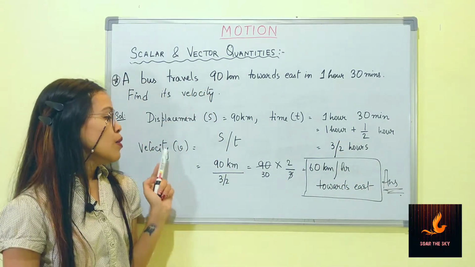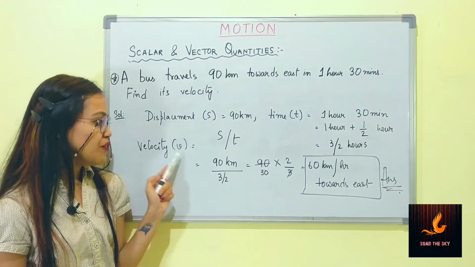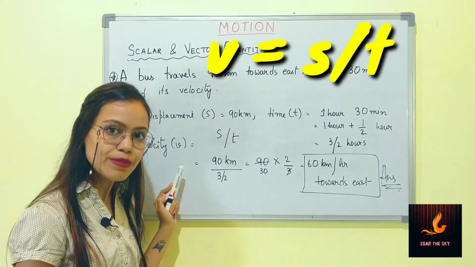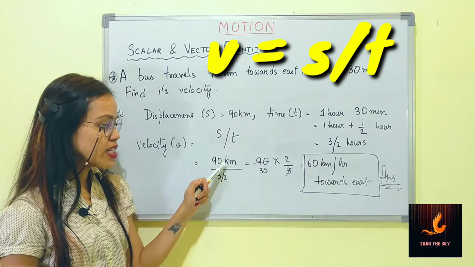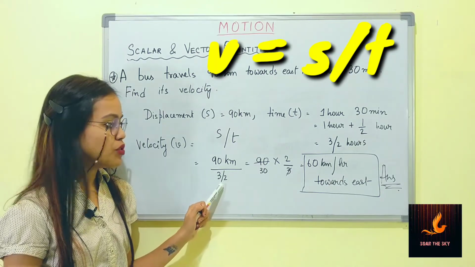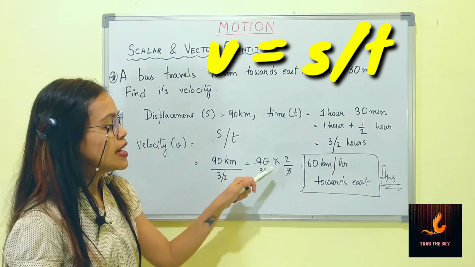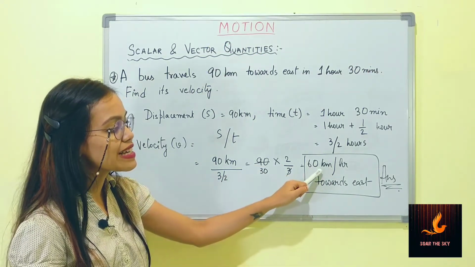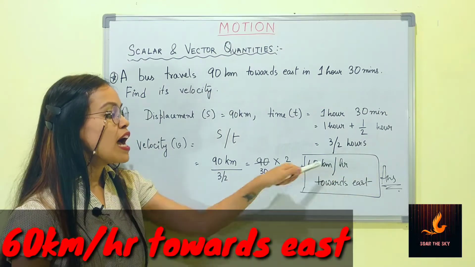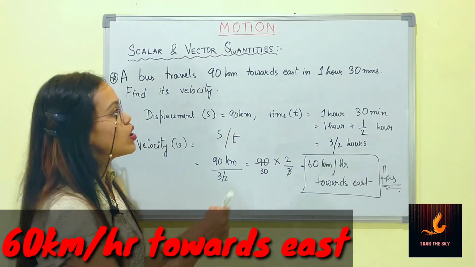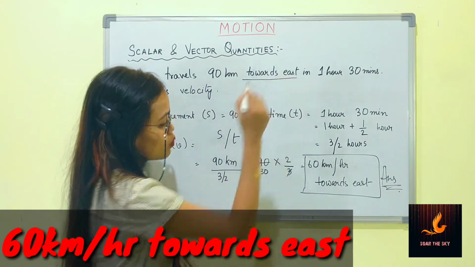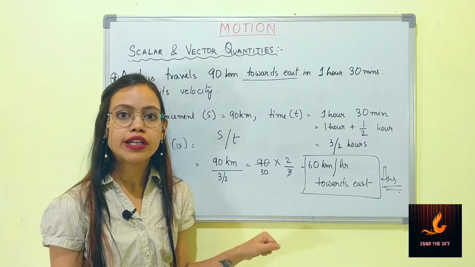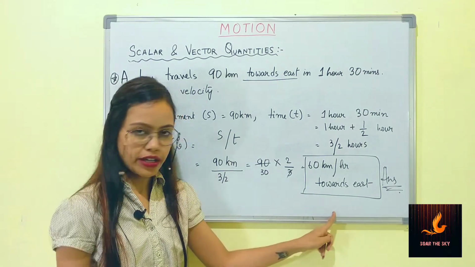Now we will put in the formula of V is equal to S by t, that is velocity is equal to displacement by time taken, which is 90 kilometer divided by 3 by 2 hours, which is 90 into 2 by 3, that gives us 30 into 2, which is 60 kilometer per hour towards east. In the beginning of the problem, it was given it was moving towards east, and since velocity is a vector quantity, you have to mention its direction.